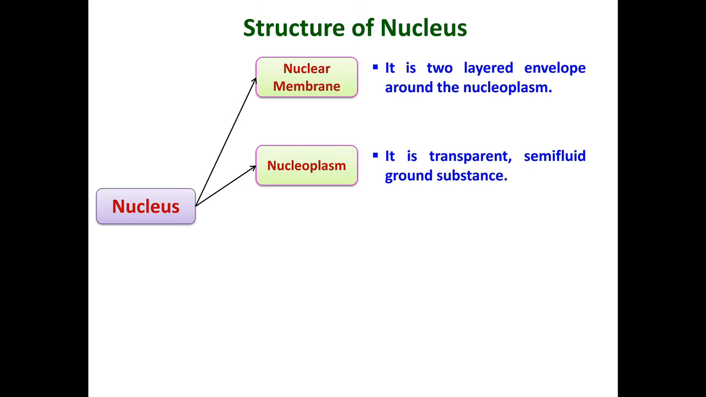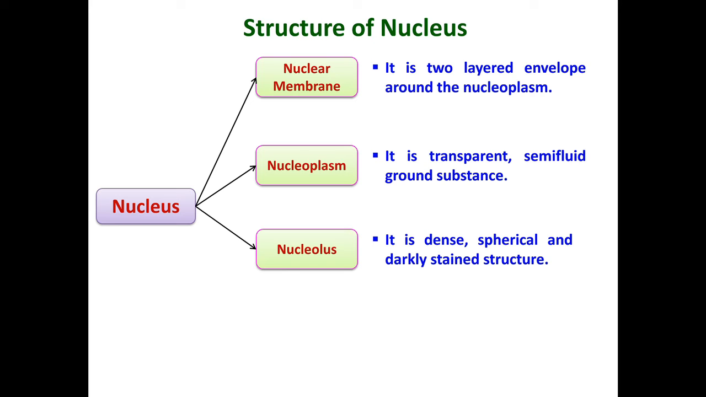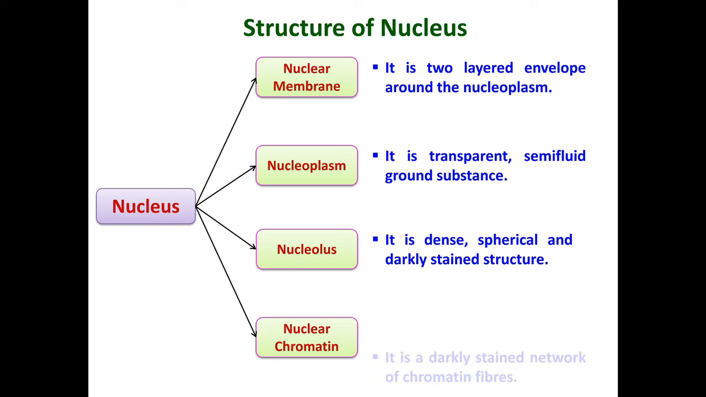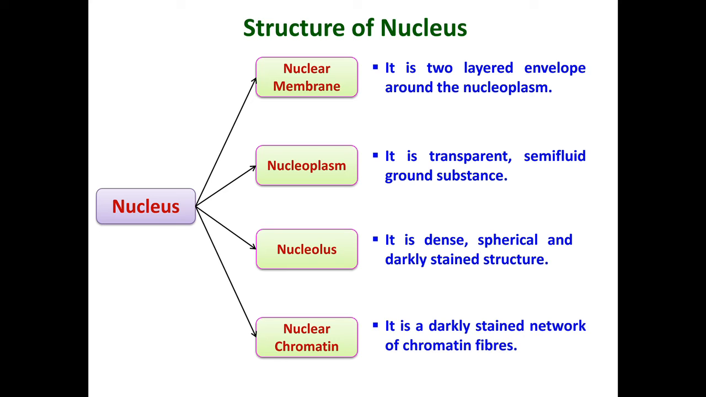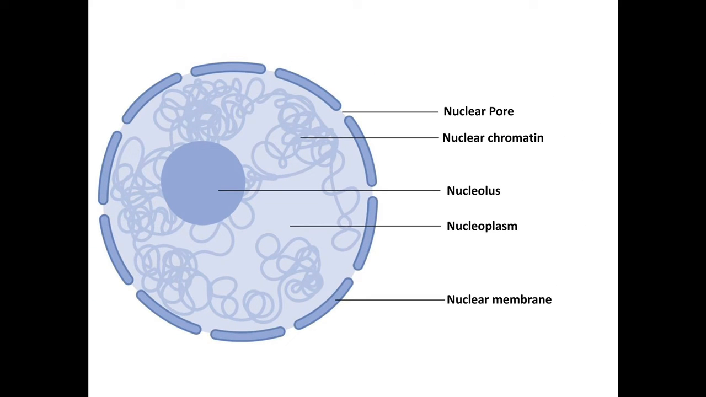The third important component of the nucleus is known as the nucleolus, which is a dense, spherical and darkly stained structure. And the fourth most important component of the nucleus is known as nuclear chromatin, which is a darkly stained network of long and fine threads known as chromatin fibers. So students, now try to understand all these components of the nucleus from the diagram as given in front of you.